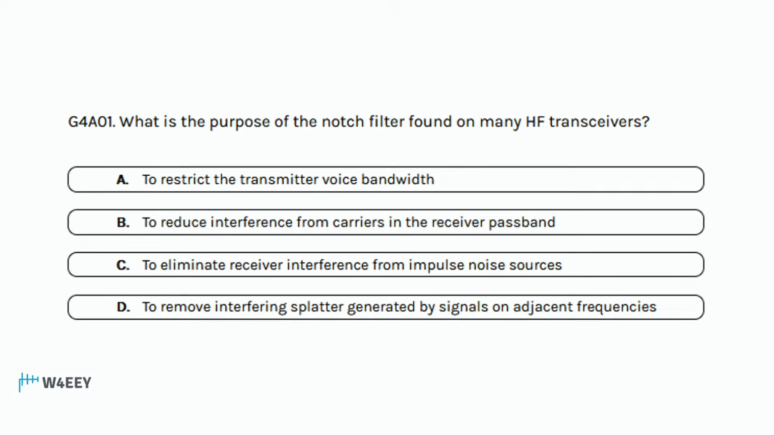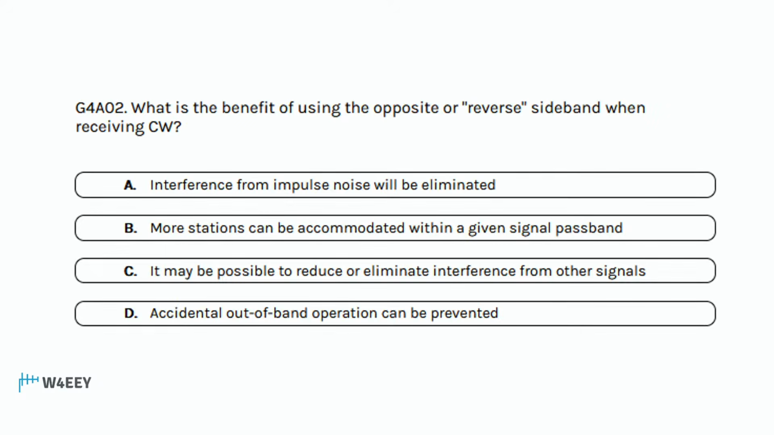Charlie. Bravo. It is Bravo. It's to reduce interference from carriers in the receiver passband. And what is the benefit of using the opposite or reverse sideband when receiving CW? Not Bravo. Alpha. It's all about eliminating interference, so it's Charlie. It may be possible to reduce or eliminate interference from other signals.